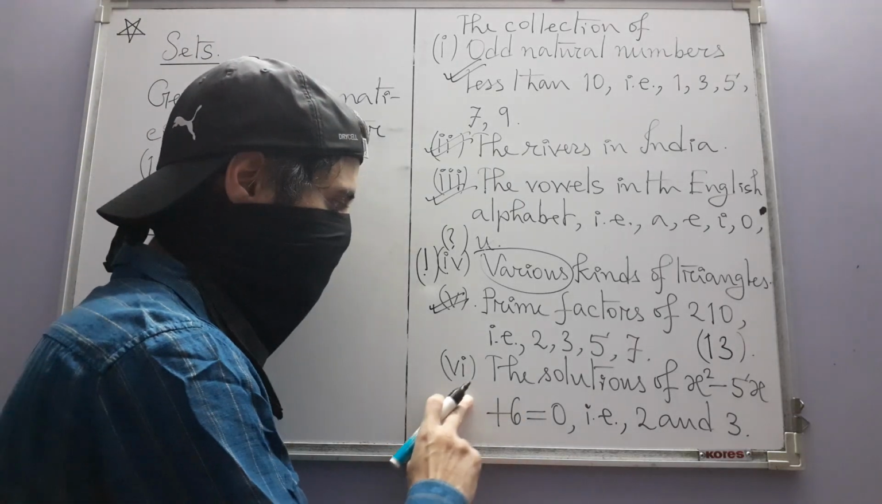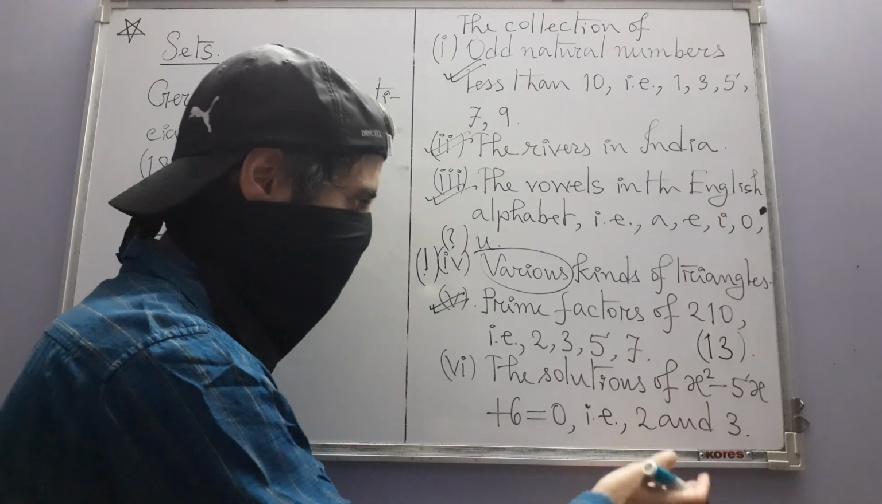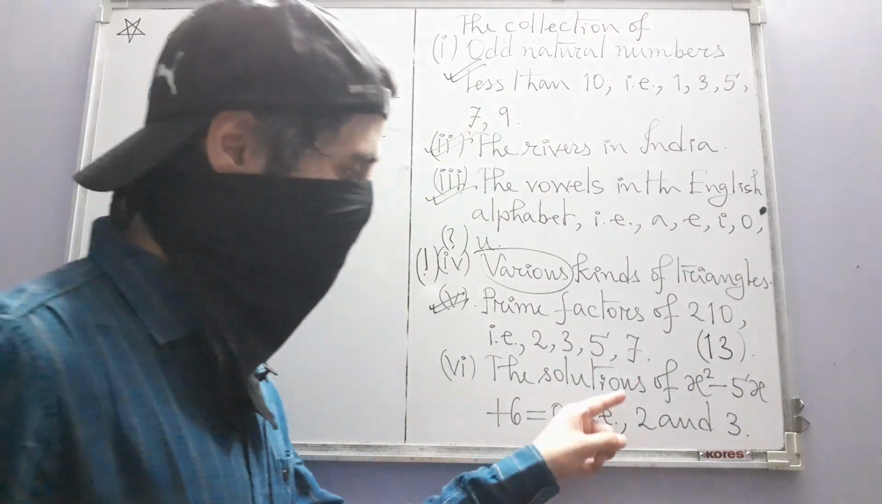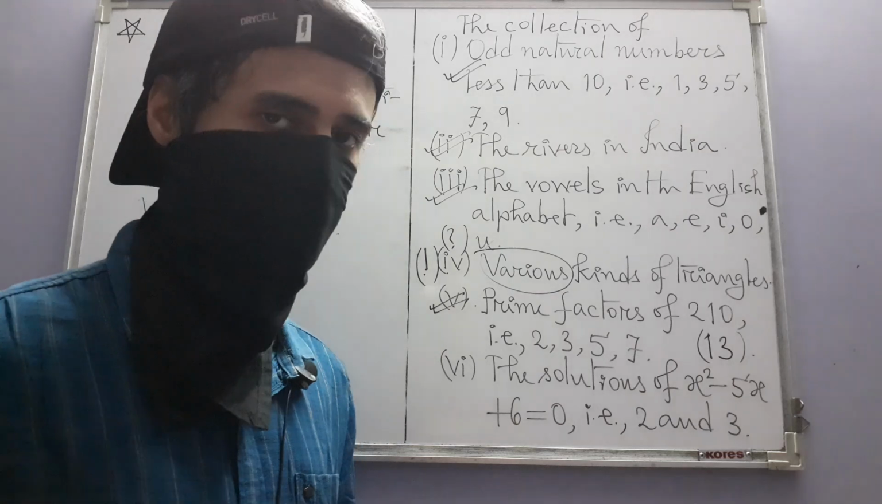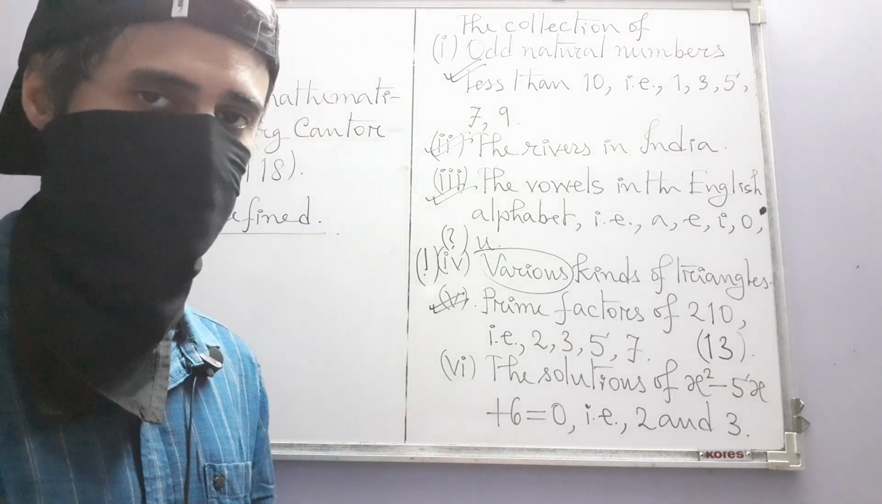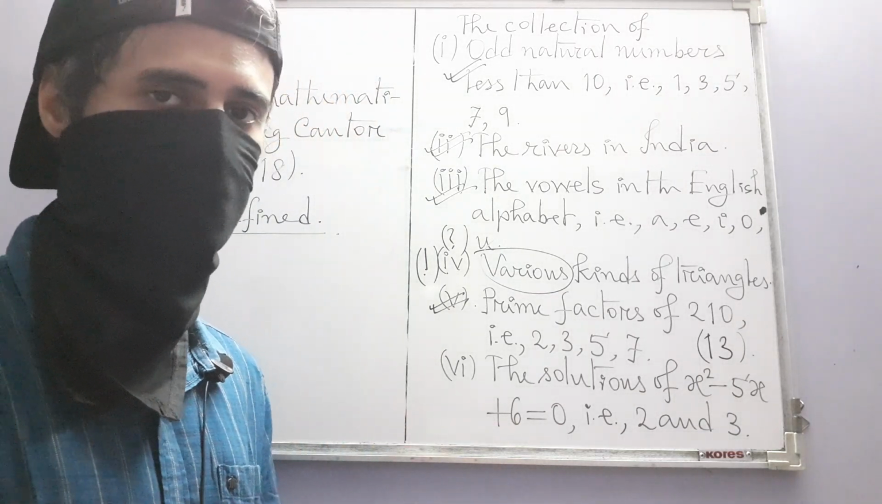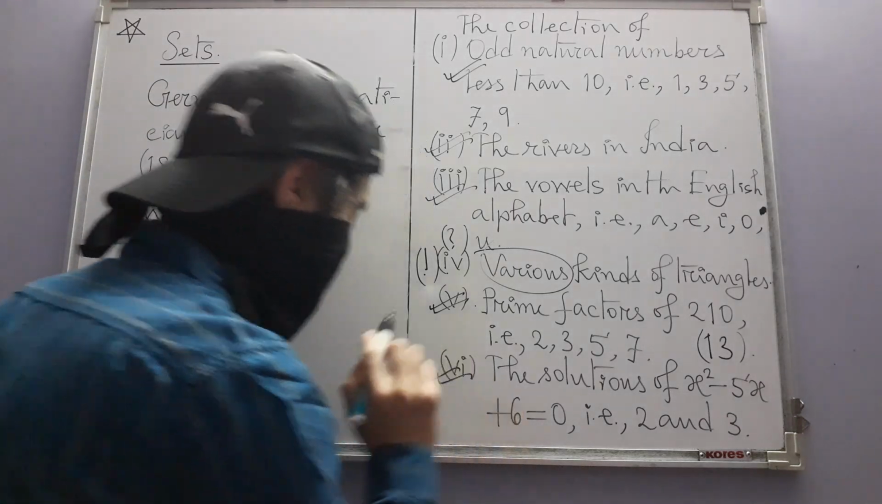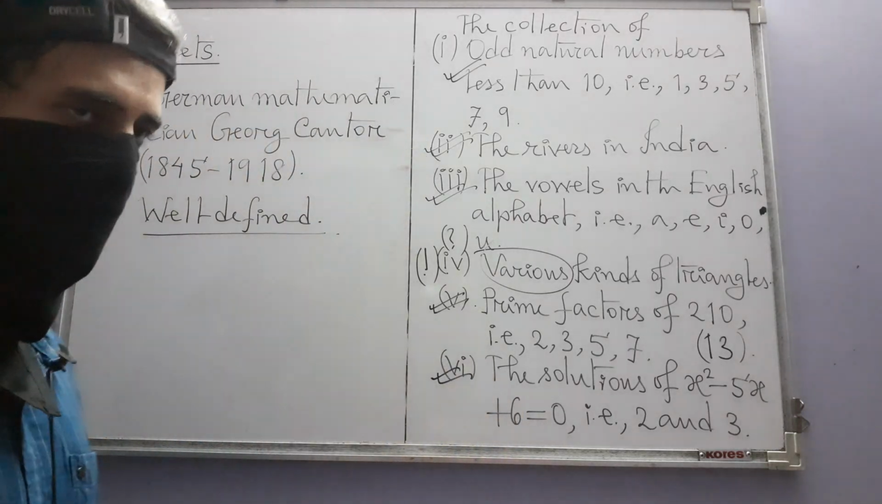And the final one is the collection of the solutions of this quadratic equation. We know precisely that 2 and 3 are the only solutions, nothing else, not 1, not 0 or anything else. So these are examples of well-defined collections.